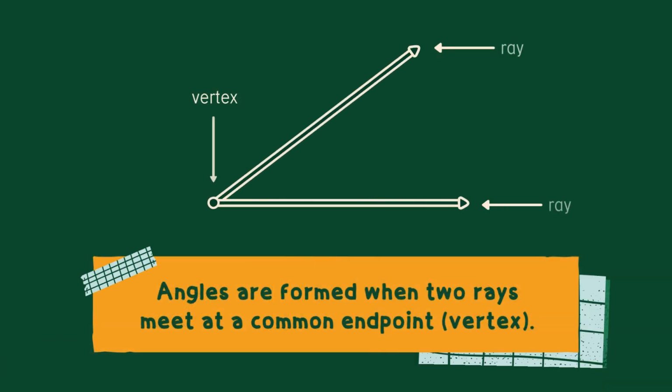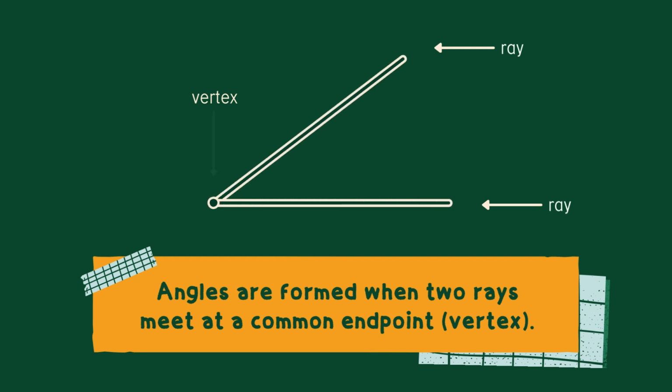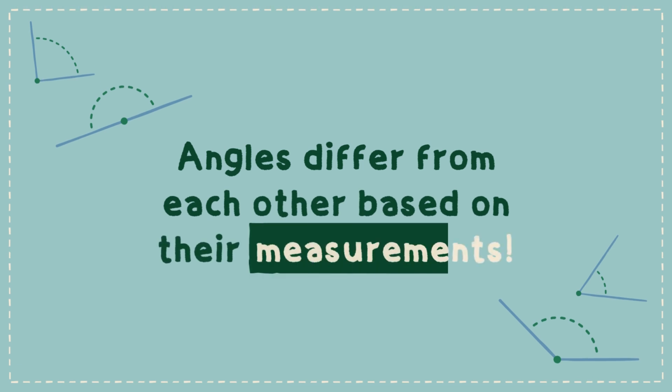Let's understand what is angle. Angles are formed when two rays meet at a common endpoint, vertex. Angles differ from each other based on their measurements.